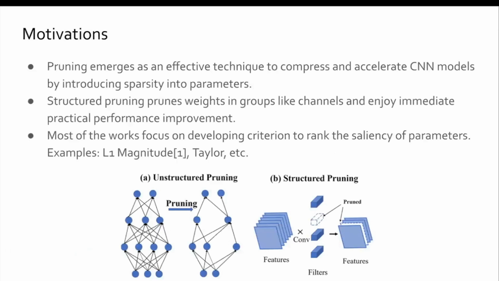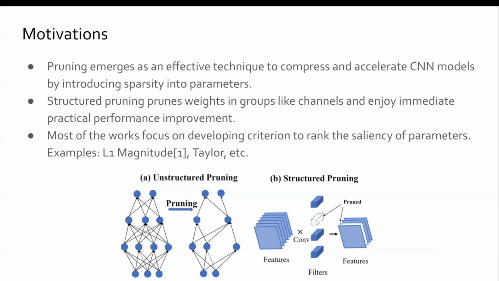Over the past few years, we have seen pruning emerge as an effective technique to compress and accelerate CNN models by introducing sparsity into the parameters. There are mainly two types of pruning. Unstructured pruning just removes parameters regardless of where they occur in a model. On the other hand, structured pruning prunes weights in groups, like channels and attention heads, and thus enjoys immediate practical performance improvement.